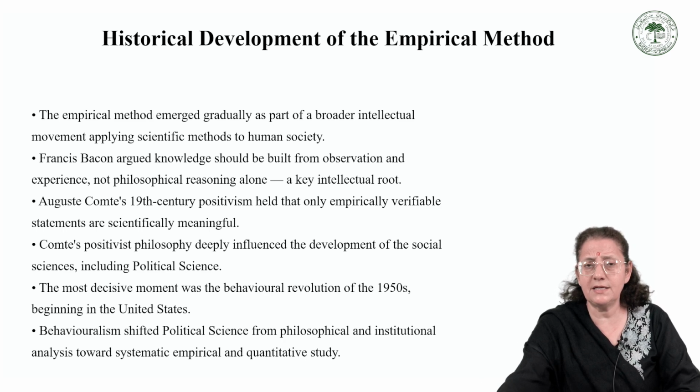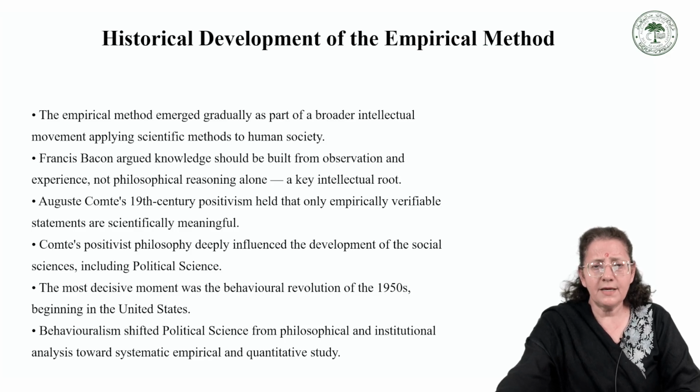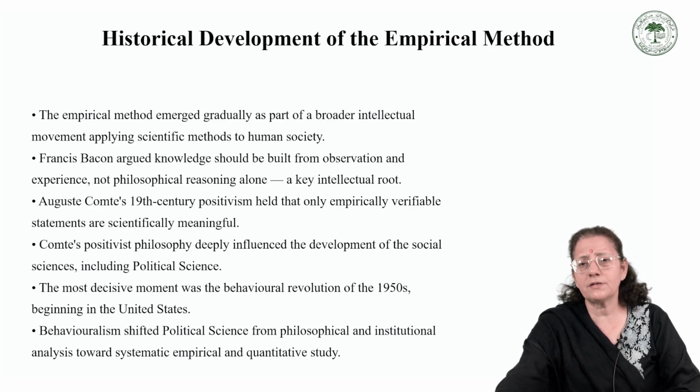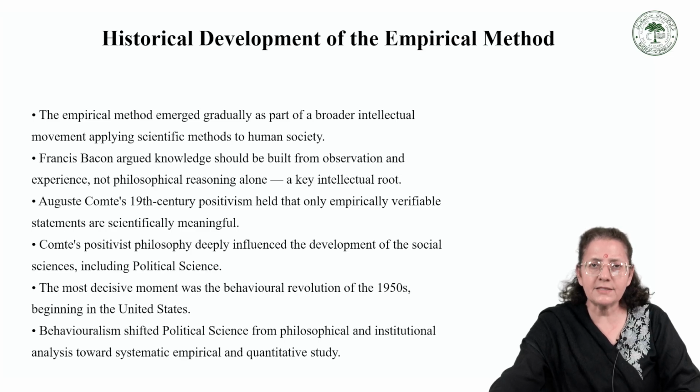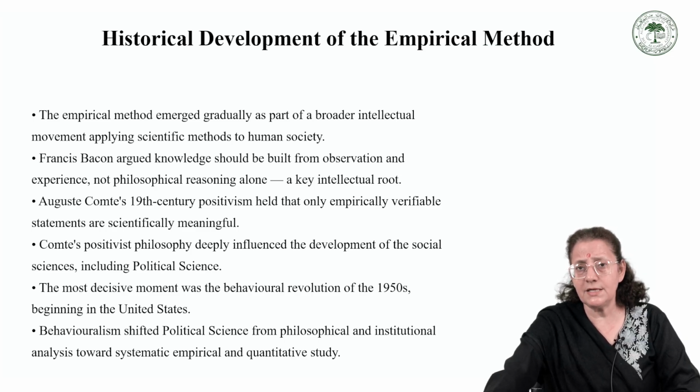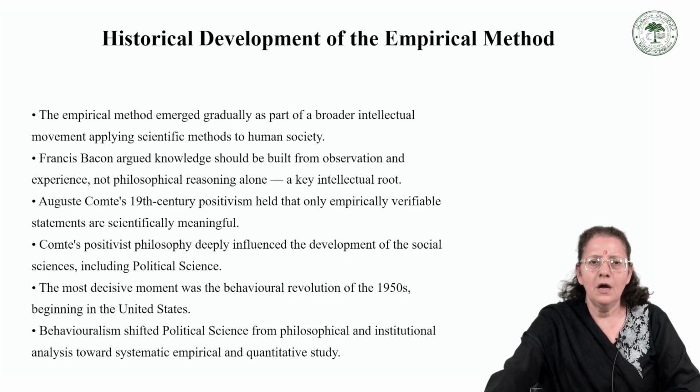In the 19th century, thinkers like Auguste Comte, who coined the term sociology, argued that the same scientific methods that had proved so successful in studying the natural world should be extended to the study of human societies and social sciences as well. Comte's positivism held that only statements that could be empirically verified were scientifically meaningful. This positivist philosophy deeply influenced the development of the social sciences, including political science.